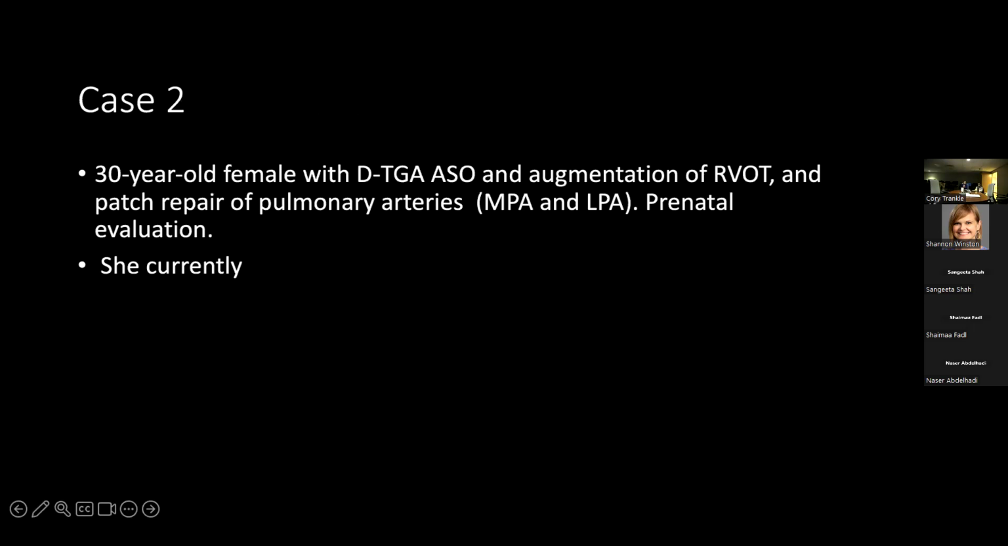This is the second patient. She is a 30-year-old female, DTGA with arterial switch, but she has a history of augmentation of the RVOT and patch repair of the pulmonary arteries, mainly the main pulmonary artery and left PA. And she was presenting with prenatal evaluation.